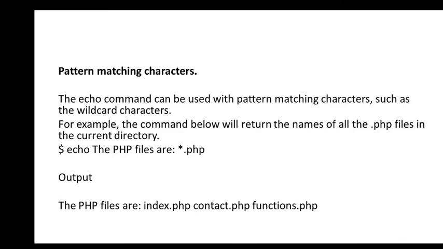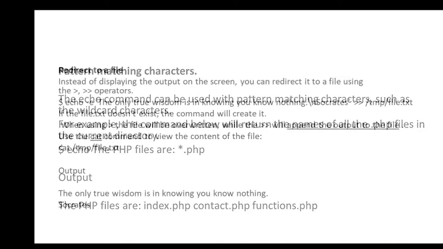Next, pattern matching characters. The echo command can be used with pattern matching characters such as wildcard characters. For example, the command below will return the names of all the .php files in the current directory. Echo, the PHP files are *.php. This *.php returns the names of all the PHP files in the present directory. The output will be like this: all the names of the PHP files which are in the current directory.